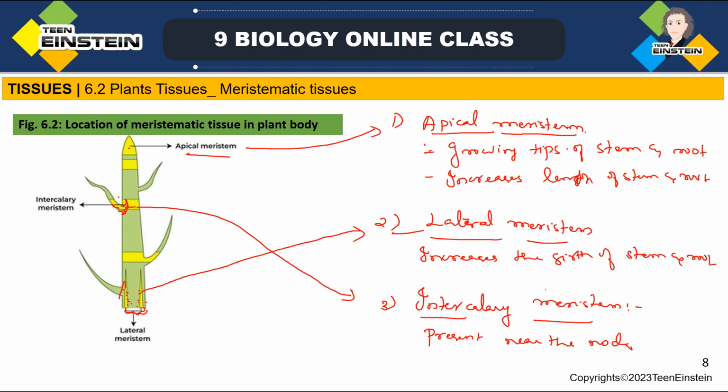Clear? In this class we have learned about the meristematic tissue, and in the next class we will be learning about the permanent tissue. Permanent tissue means you cannot see division there; throughout the life cycle it won't be dividing. Clear? Okay, thank you.